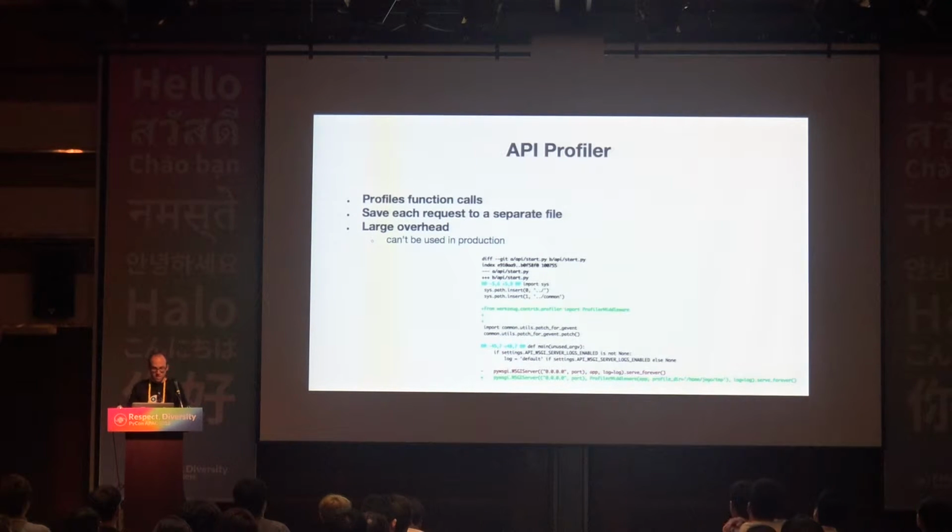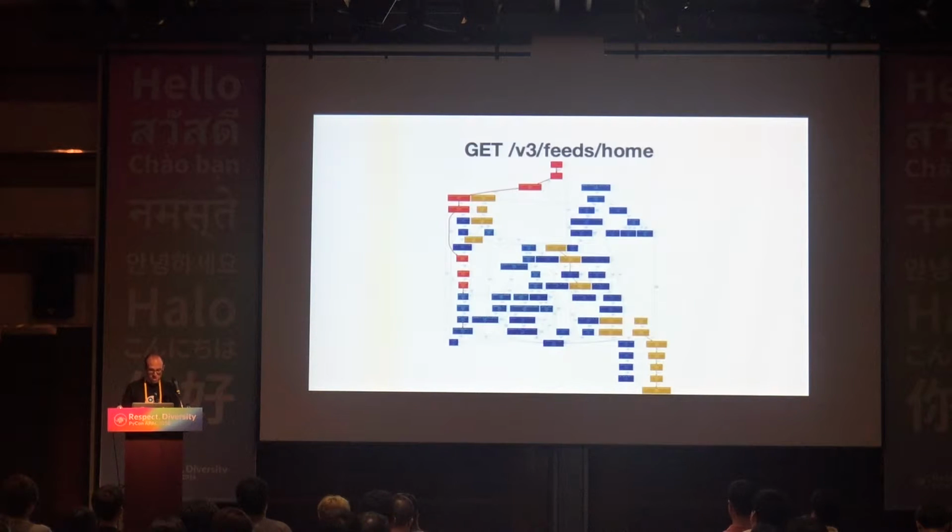The big problem with this is it has a huge overhead, and it can't be used in production. I think it added 20%, maybe 100% latency. It was so slow that it wasn't usable in production, but it was great for running in development environments. The really nice thing about this is you can generate call graphs of every single function in a request.